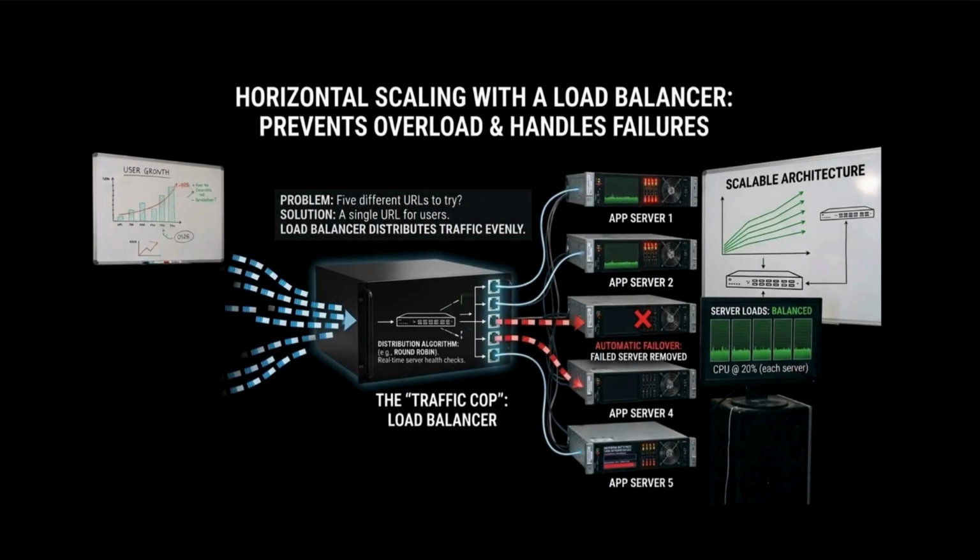But adding more servers creates a new problem. How do you decide which user goes to which server? You can't just give users 5 different URLs to try, right? So basically, you need a traffic cop, like a mechanism that distributes traffic evenly so no single server gets crushed, and it should prevent overload by rerouting requests in real time. Also, it should handle failures automatically, so if one server goes down, your users never even notice. So this critical component is what we call a load balancer.